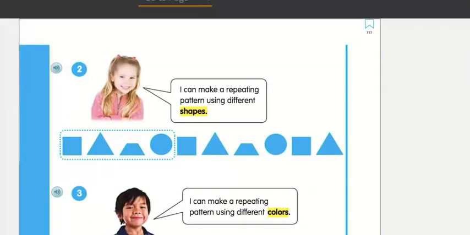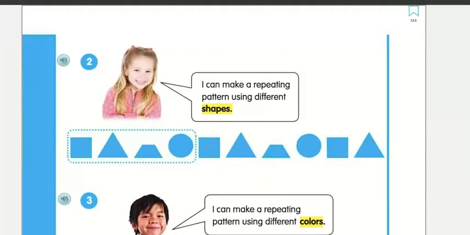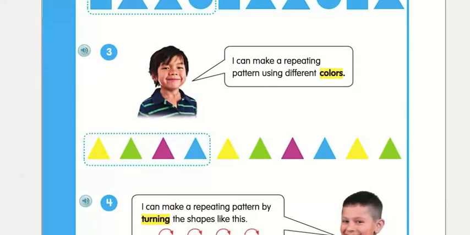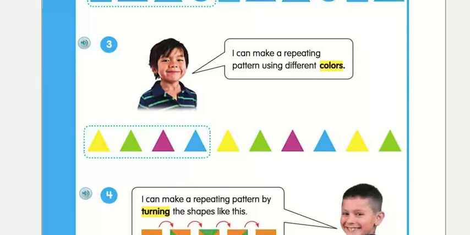Let's look at these examples. I can make a repeating pattern using different shapes. So here she is. She has, what's this shape? Square, triangle, trapezoid, circle. That's her unit. Square, triangle, trapezoid, circle. Square, triangle, what would be next? Trapezoid, good.